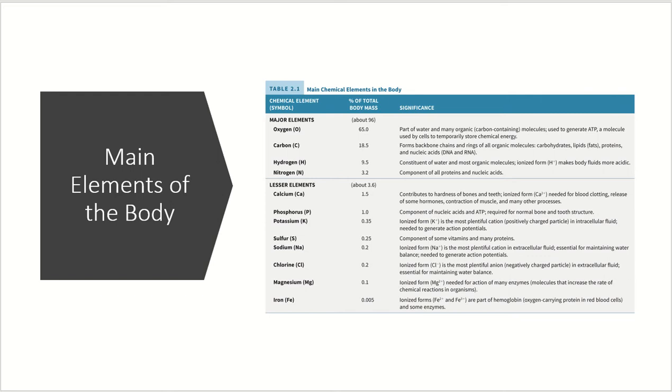We then have elements that are present in the body but make up a smaller portion of the body. All total, these elements are about 3.6% of your total body mass. This is things like calcium, phosphorus, sulfur, magnesium, iron. All of these are still really important, but they're just less abundant in the body.